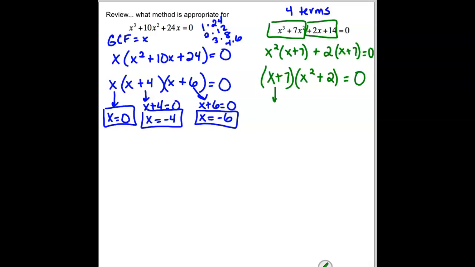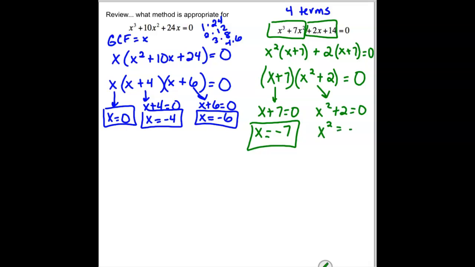And then set them each equal to 0, like we did yesterday. So the first one I would solve simply by subtracting a 7. The second one I would solve by subtracting a 2, but because of that x squared, I need to square root both sides. So I end up with x equaling plus minus i from the negative, and then a root 2 is left.